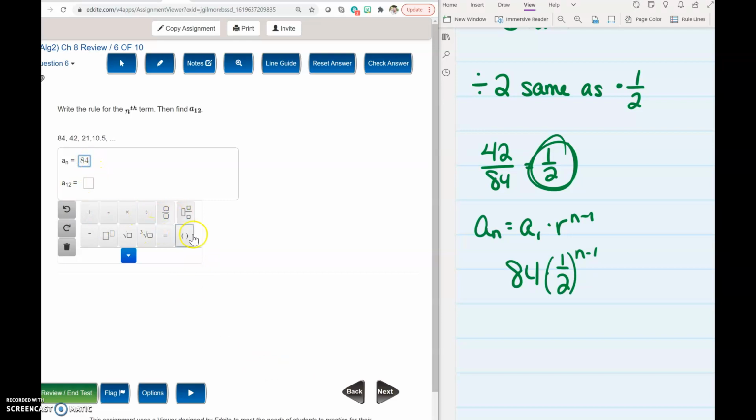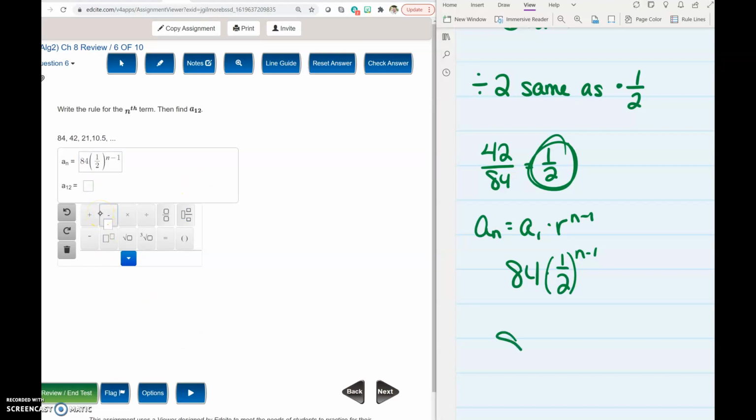So 84, and then I'm going to do parentheses, and then inside the parentheses, I'm going to put a fraction and do 1/2. And then outside of the parentheses, I will raise it to the n minus 1. Make sure that your minus 1 is up in that exponent, and you're good to go. Your 12th term, you would plug 12 in.